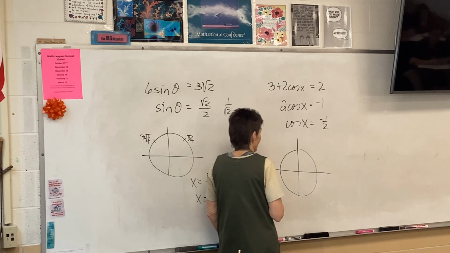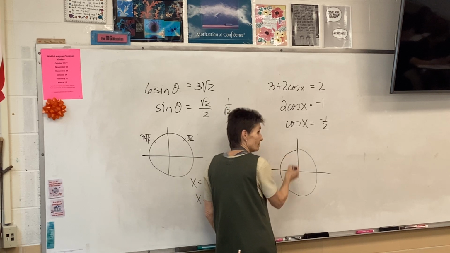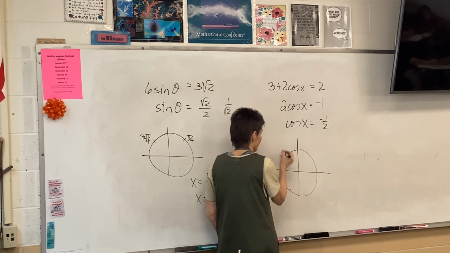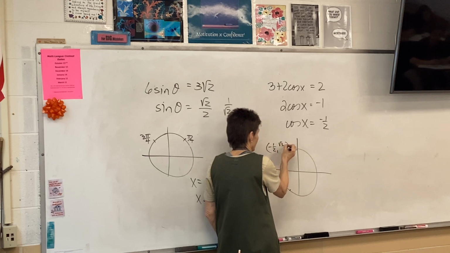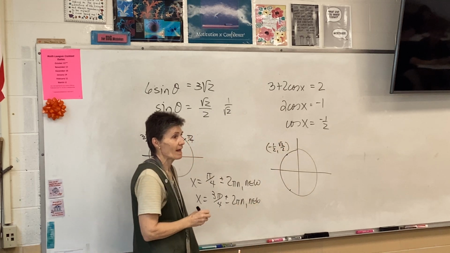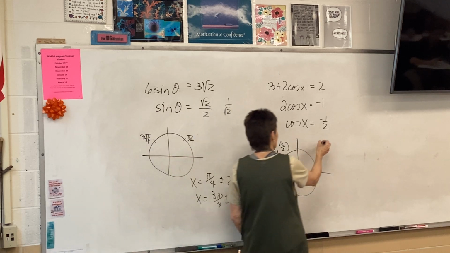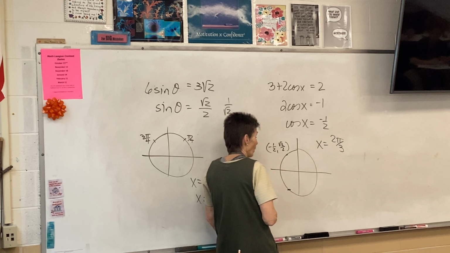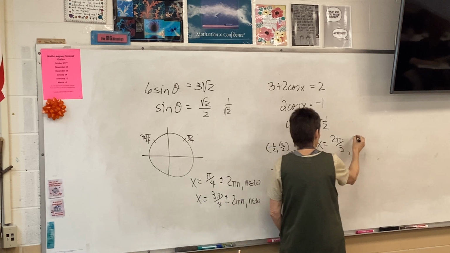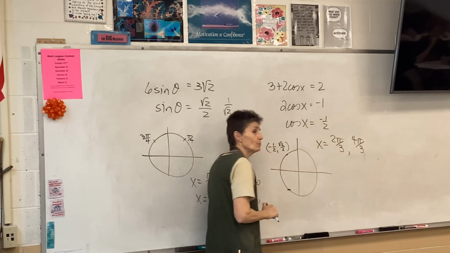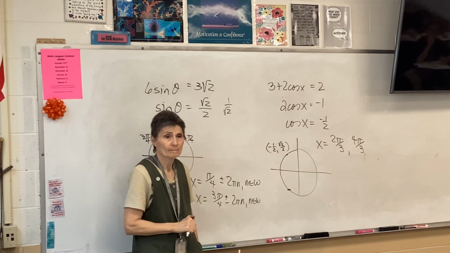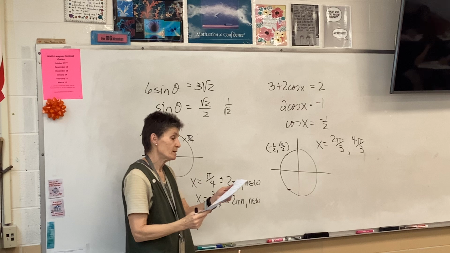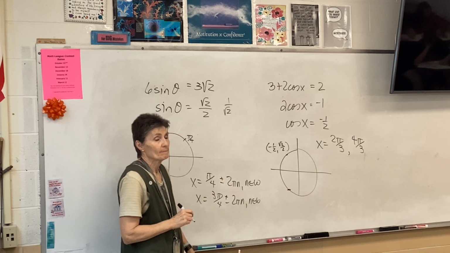Where am I if cosine is negative? I'm here or here, right? I'm over here. And if the cosine is negative 1/2, what angle is that? 2 pi over 3. And what would be the third quadrant version of that? 4 pi over 3. And those are the only two answers to the question, because we don't want all of them. We only want the ones between 0 and 2 pi. Okay?